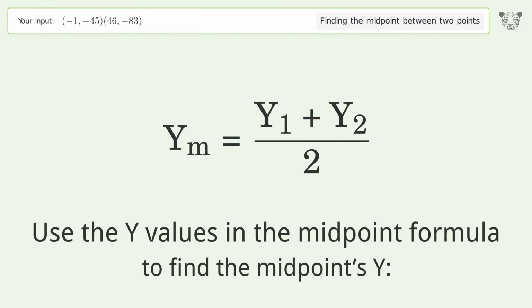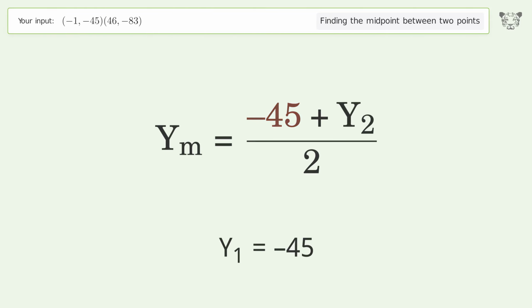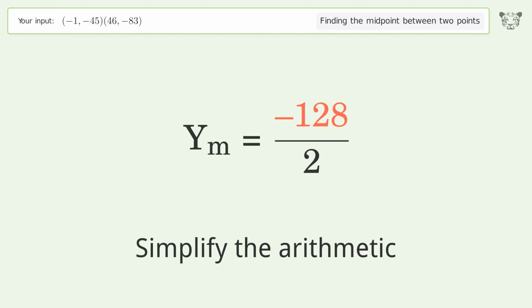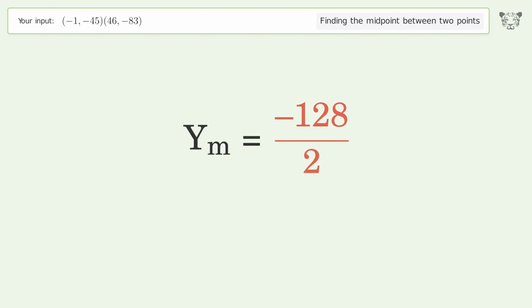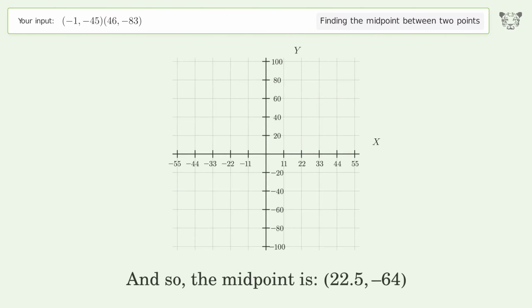Use the y values in the midpoint formula to find the midpoint's y. y1 equals -45. y2 equals -83. Simplify the arithmetic. And so, the midpoint is 22.5, -64.